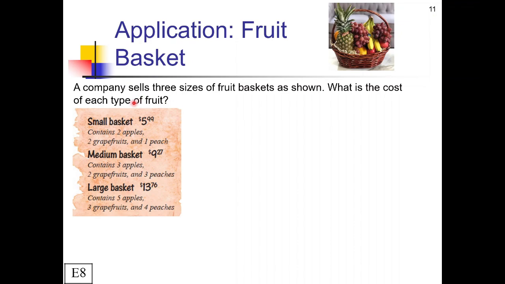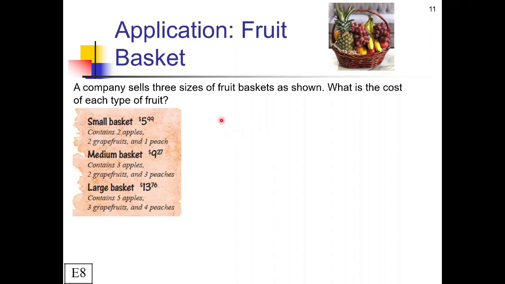So we've got our small basket, it's $5.99. We've got 2 apples, 2 grapefruits, and a peach. The medium basket's got 3 apples, 2 grapefruits, and 3 peaches, and has a different price, and so on and so forth for our large basket. So set up a system of equations for this, and then use your inverse matrices to see if you can solve that. Pause the video and give it a go.